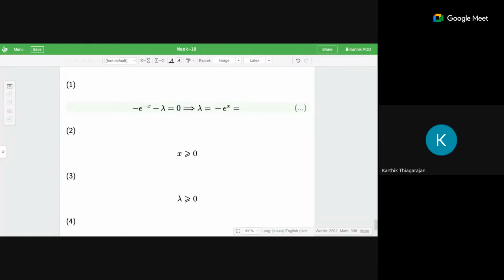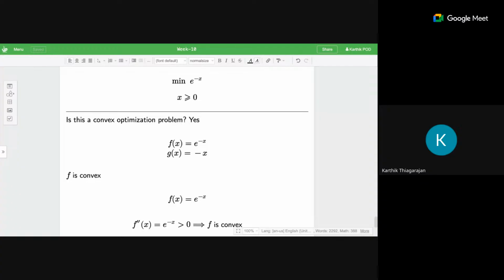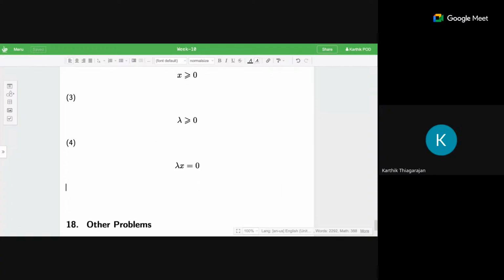From this, what can we say about lambda? It is negative, right? It's in fact strictly negative because e power something can never be 0 and is always positive. Therefore, lambda is negative, and there's a direct contradiction. Lambda less than 0, but lambda greater than or equal to 0. So you are not able to find any solution here.